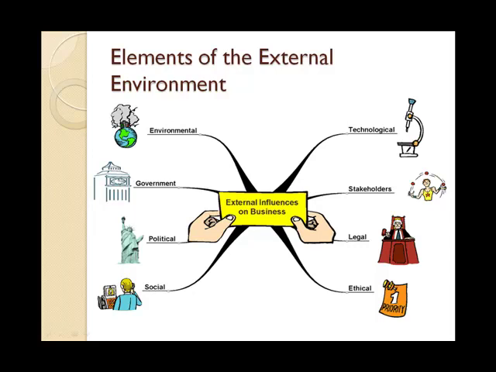Let's now look a bit closer at the elements of the external environment, so of the macro environment and all the influences on a business. There are things like the environment, environmental factors, the government, obviously, because they set up the legislations. Political, that's all about political stability, what sort of government is in a country, how much they're involved in certain industries, things like that.